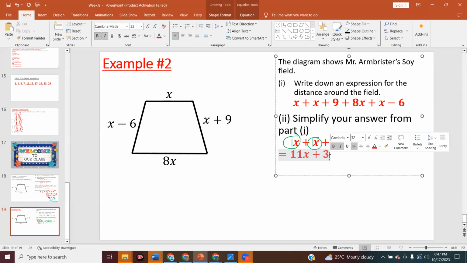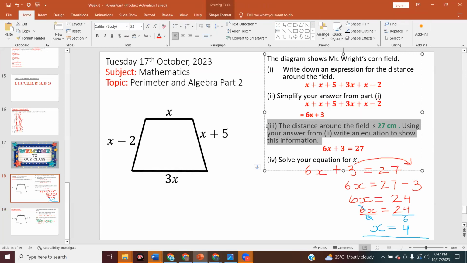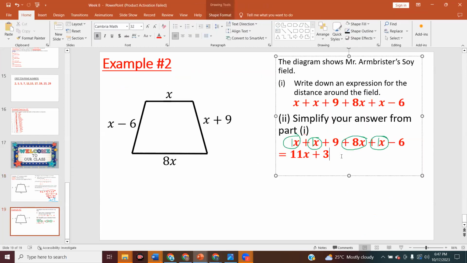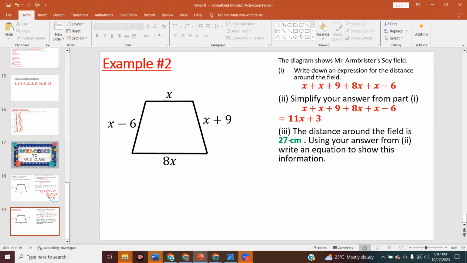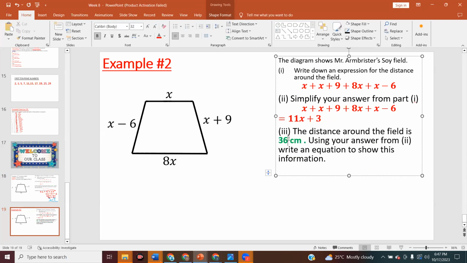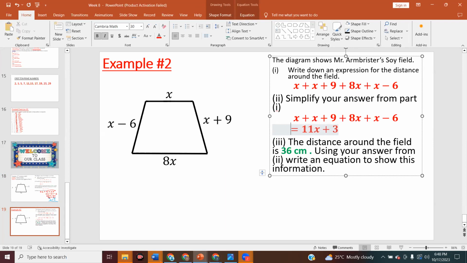All right. So 9 minus 3 gives us that. Okay, so now the question says, part 3, write this down, please. The distance around the field is 36 centimeters. Using your answer from part 2, write an equation to show this information. So we know that the answer from this one is 11x plus 3. But now they want us to write an equation to show this information.